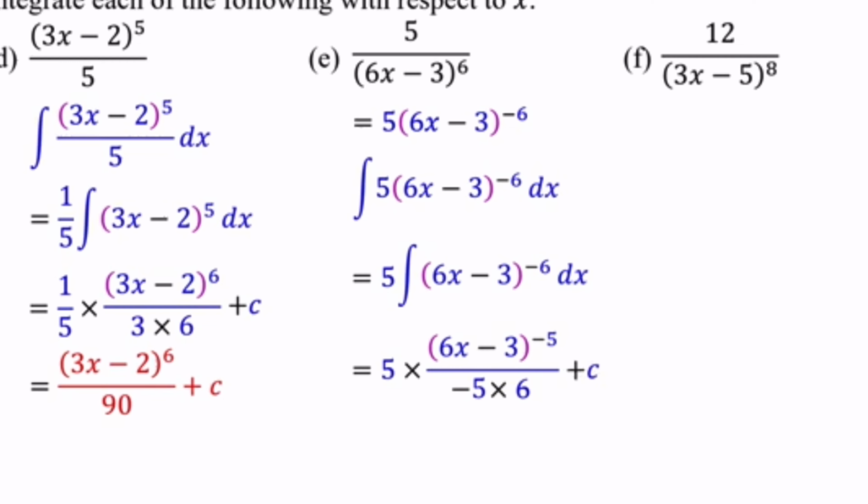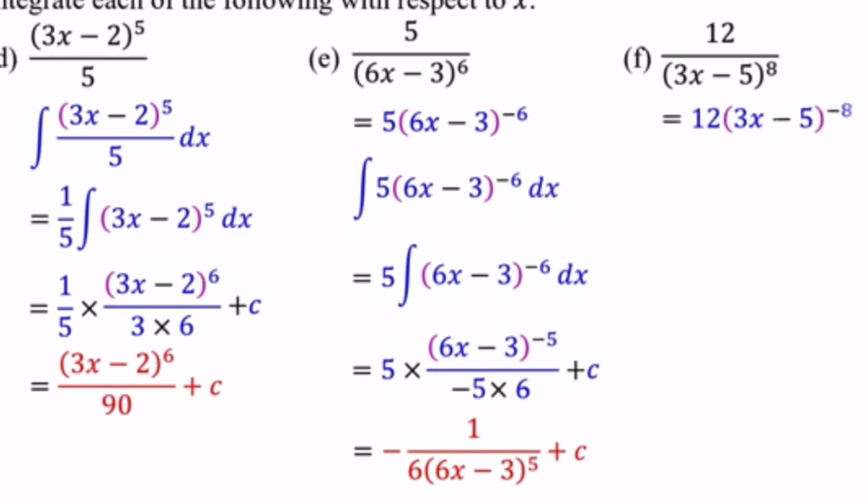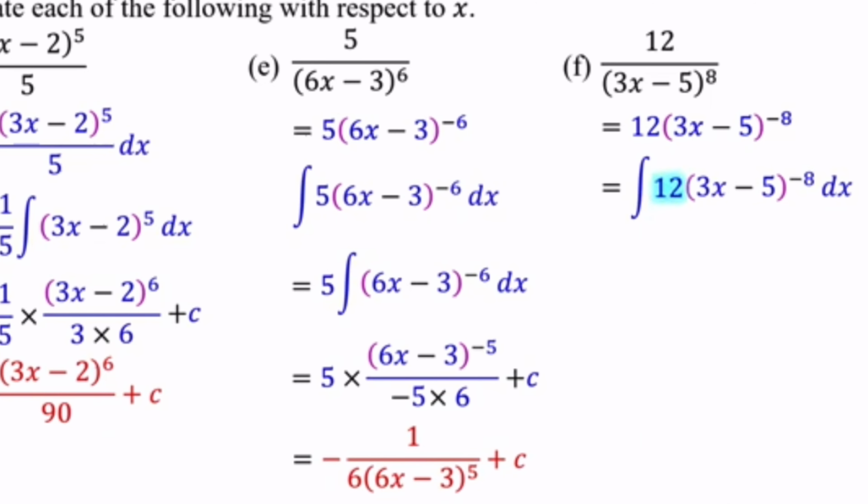We will get 5 over 6 over negative 5. So we can cancel out the 5, it becomes negative 1, so it becomes 1 over 6, with the negative. Okay, so the answer is negative 1 over 6 times (6x − 3) to the power of negative 5 plus C. Okay, so let's proceed to the last one, which is F.